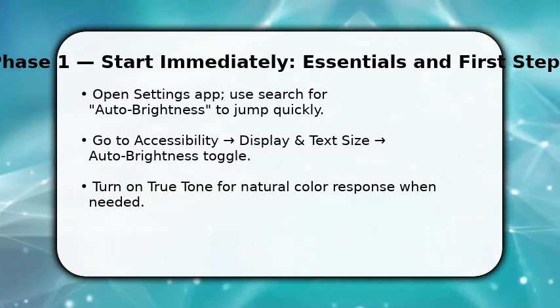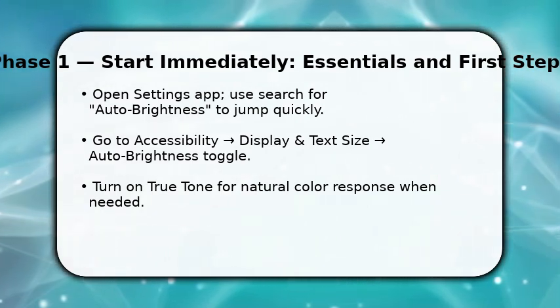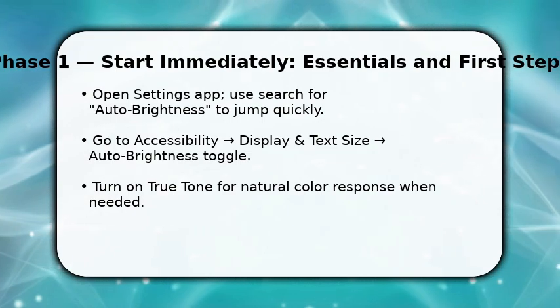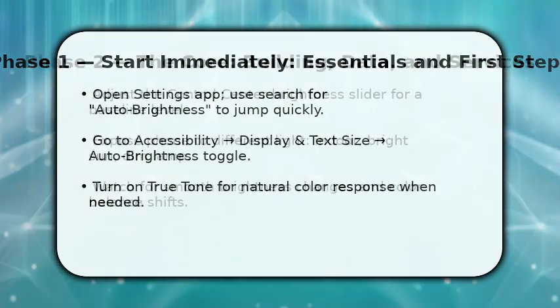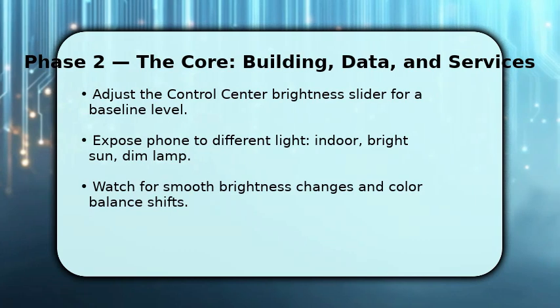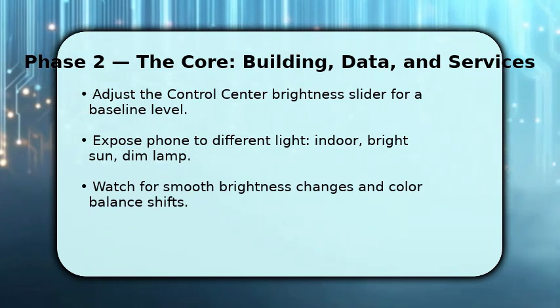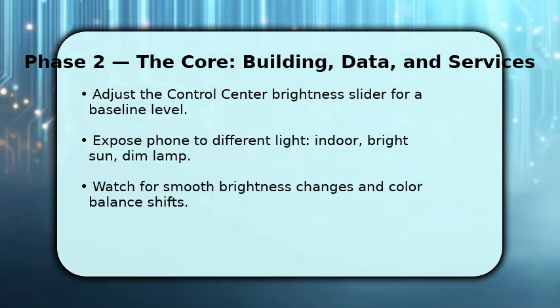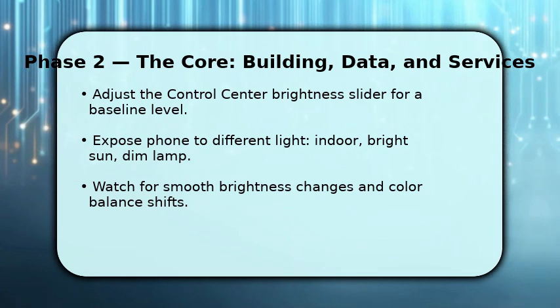Make sure Low Power mode is off while testing, because it can lower maximum brightness and mask how auto brightness reacts. Now you calibrate by setting a comfortable baseline with the Control Center brightness slider. This tells the system your preferred level before automation steps in.